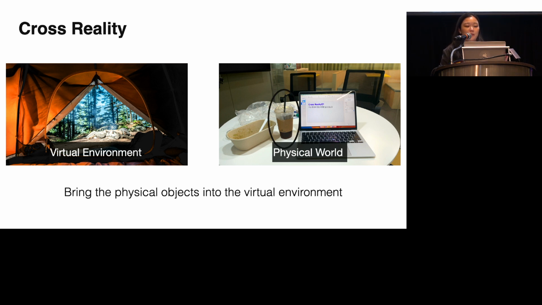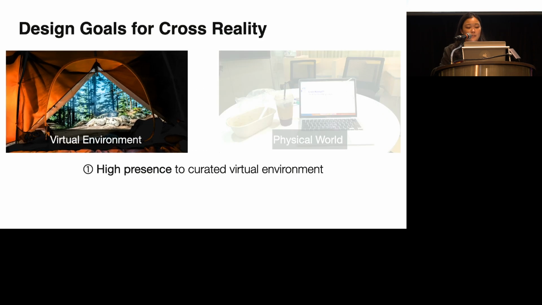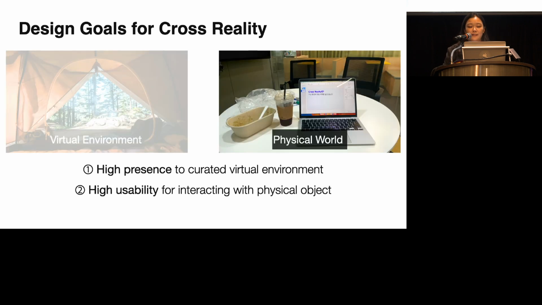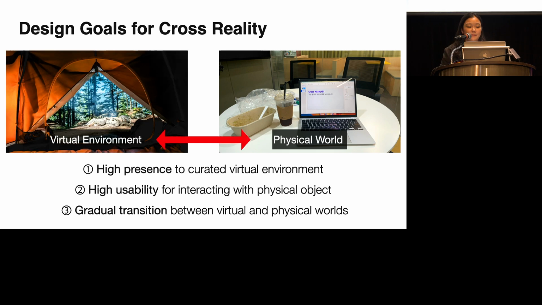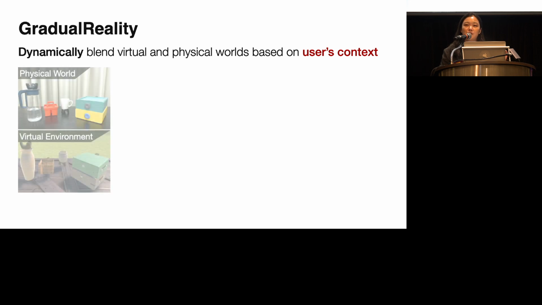To enable it, we need to bring the physical objects, such as this cup, into the virtual environment. But merging the vastly different two worlds into one seamless experience is very challenging. For this experience, the design goals can be summarized in threefold. First, a high level of presence in the virtual reality should be maintained, while simultaneously providing sufficient usability for interacting with physical objects. Since cross-reality involves constant movement between virtual and physical worlds, gradual transitions are also essential for preserving both presence and usability. We designed GradualReality to achieve these goals.